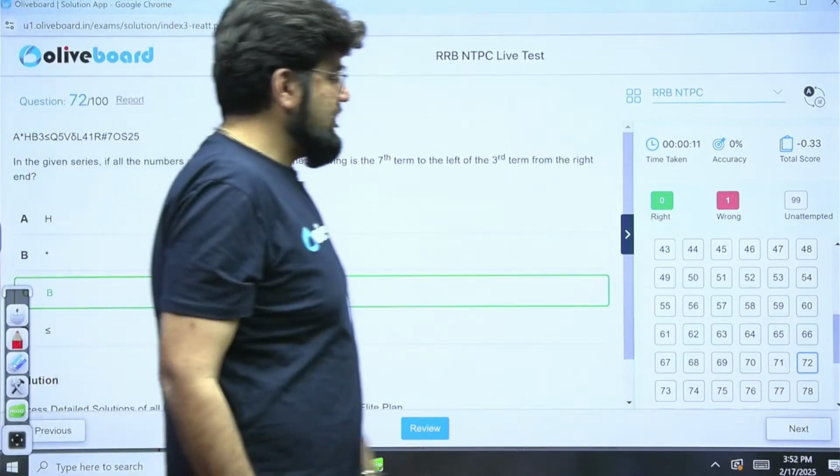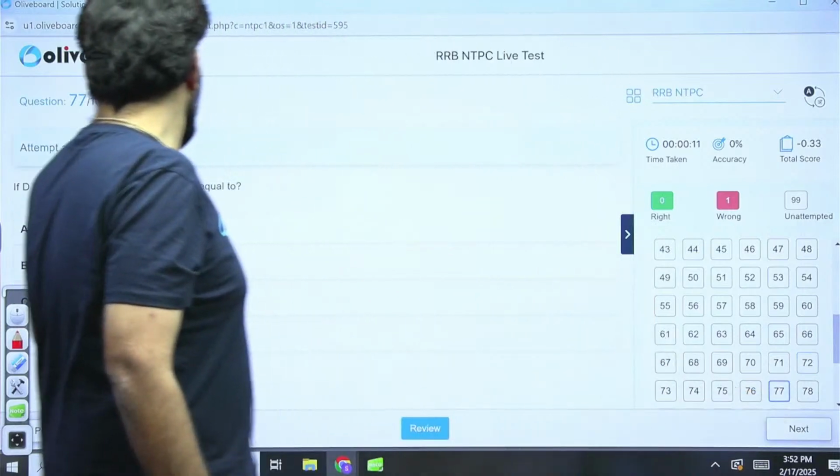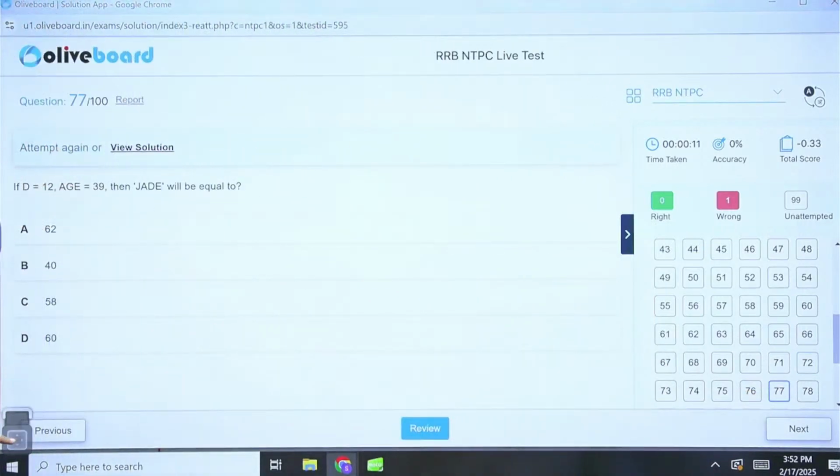Then we have 77, which is the next reasoning question. Extremely easy, extremely simple, extremely direct. D is 12. So the first thing which clicks your mind is D is 4, 4 is 12, that is 3 times. Just check it here. So this is 175. 175 is 13. 13 into 3 is 39, perfectly matching.